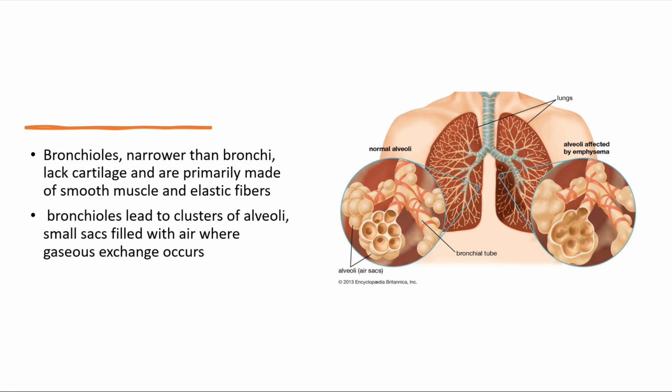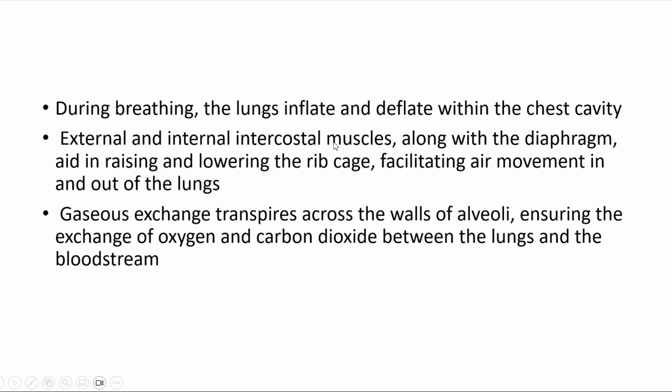Bronchioles are narrower than bronchi. They lack cartilage and are primarily made of smooth muscle and elastic fibers. You need to know about that. Bronchioles lead to clusters of alveoli, which are small sacs filled with air where gaseous exchange occurs. In these alveoli you've got capillaries wrapped around them, and these capillaries have the blood, so the air comes through the alveoli and diffuses into the capillaries. You get it?